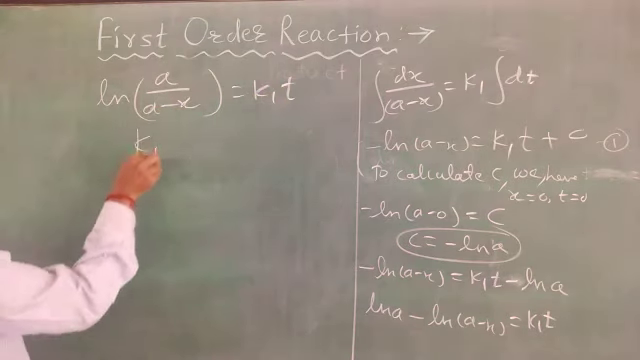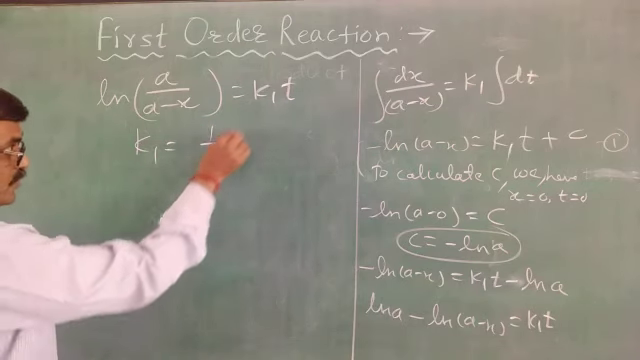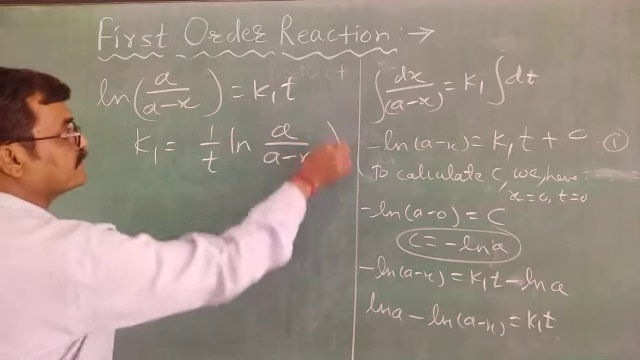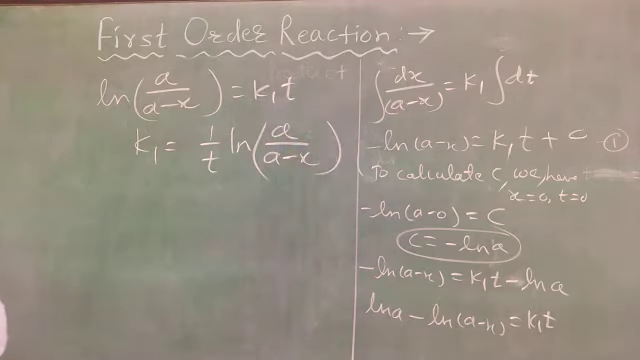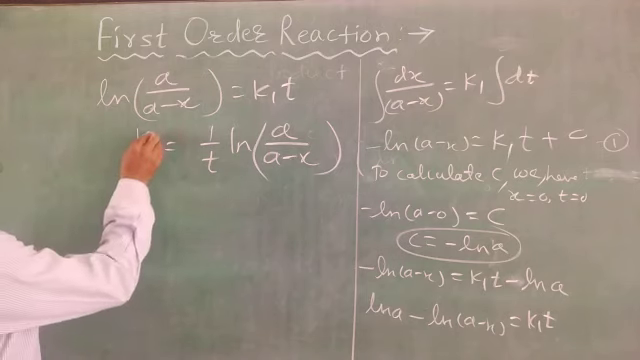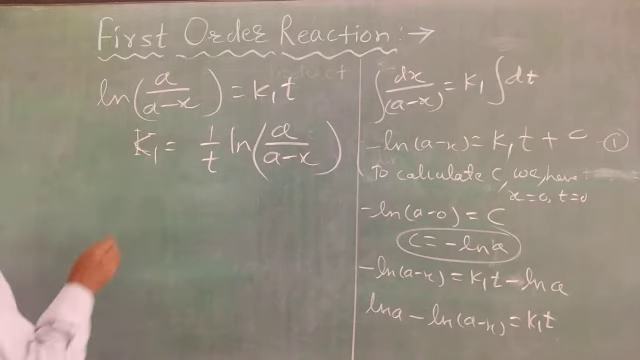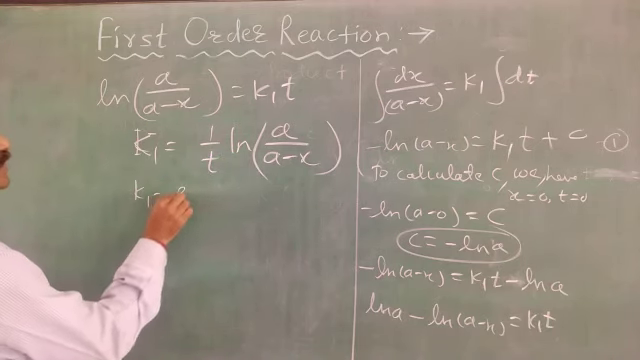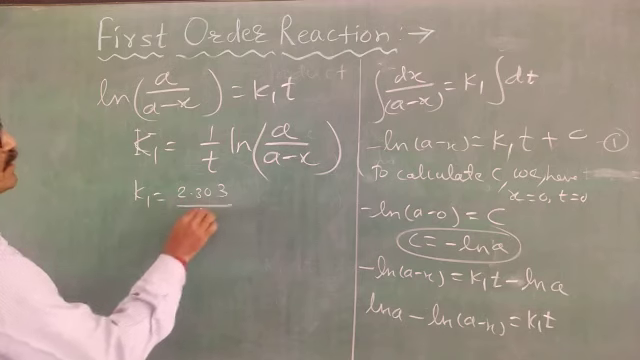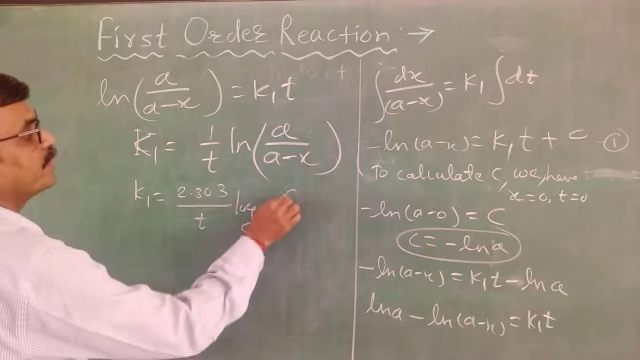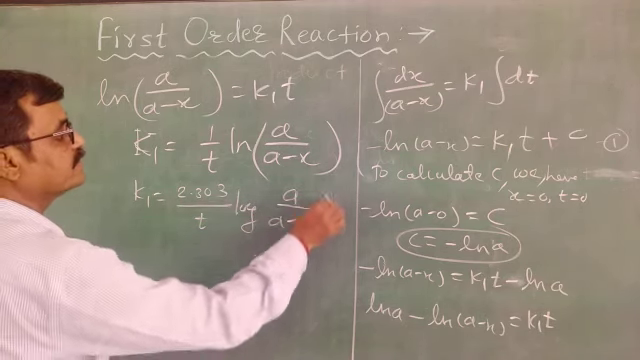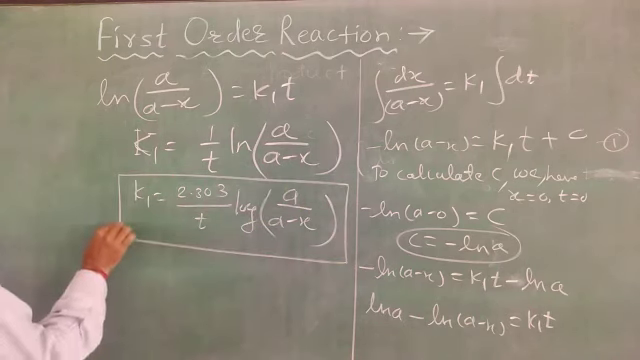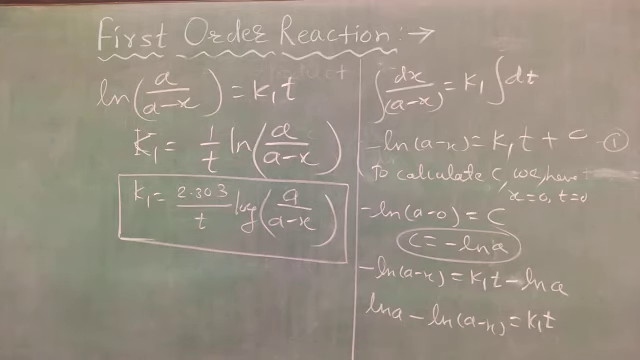Now from this, what is the value of k1? k1 equals 1 upon t into ln a upon (a minus x). Now this is the rate equation for first order rate constant k1. If this log is converted into log to the base 10, then it will be 2.303 upon t log to the base 10 a upon (a minus x). Now this is the rate equation for first order reaction.